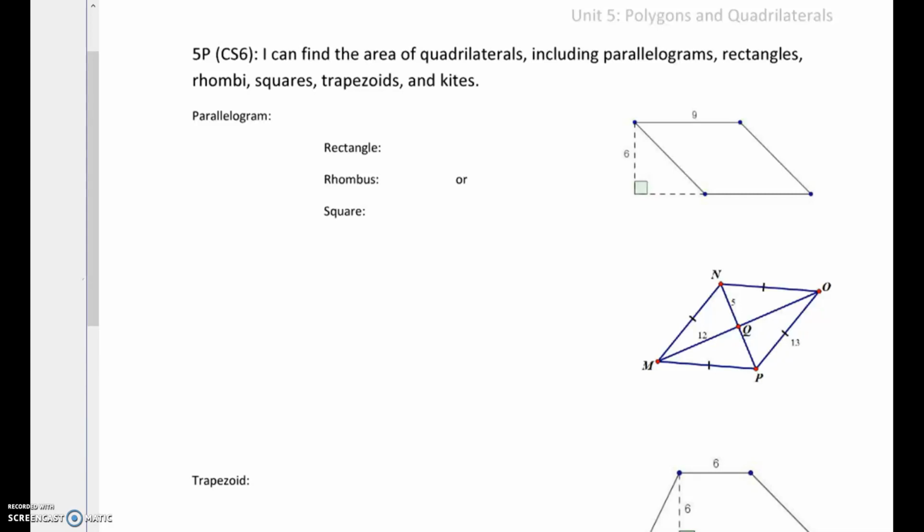I can find the area of quadrilaterals, including parallelograms, rectangles, rhombi, squares, trapezoids, and kites. For the most part, this is going to be a lot of review. These are things you should already know. A lot of it's on the mastery test, but it's a good wake-up call.